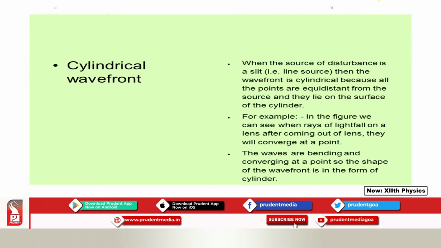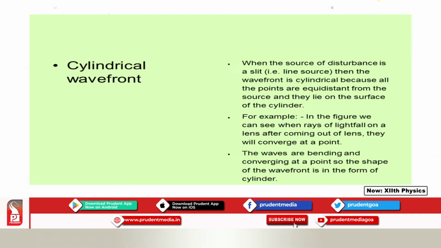Now, when you consider here, in the same way, the wavefront is cylindrical. Over there, it spreads out. So, points are equidistant from the source. They lie on the surface of a cylinder. For example, we can see it when the rays of light fall on a lens.